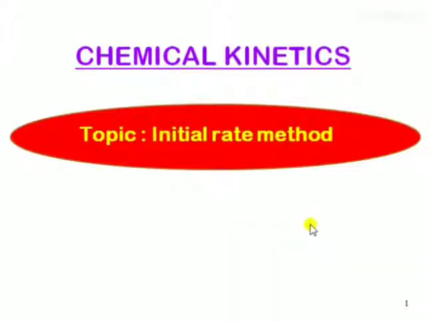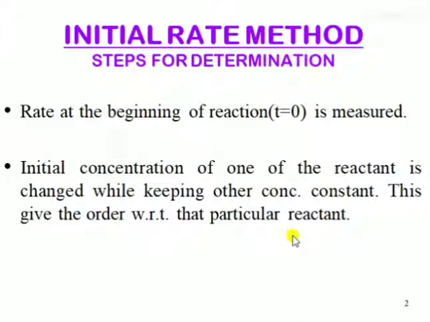My dear students, in the chapter Chemical Kinetics, we'll be discussing a very important topic, that is the initial rate method. This method is very important from board point of view, and numericals are being asked. So we'll try to make you understand what initial rate method is and how you can solve numericals on this method. Fine. Now, initial rate method is a method by which order of reaction is determined.